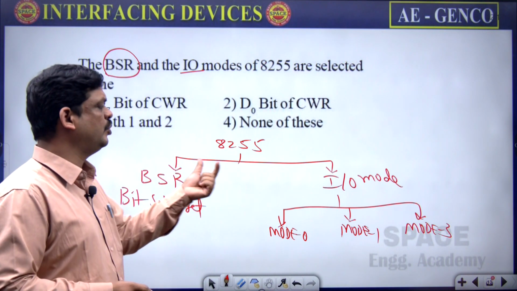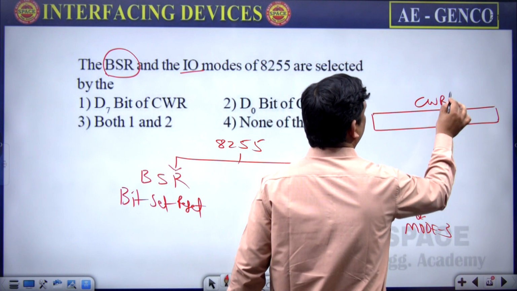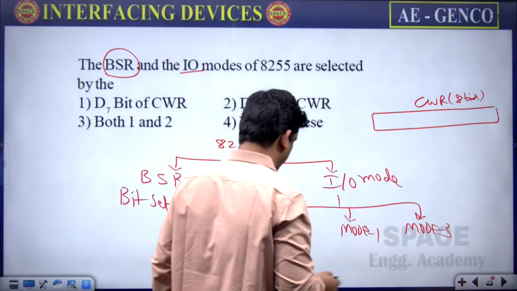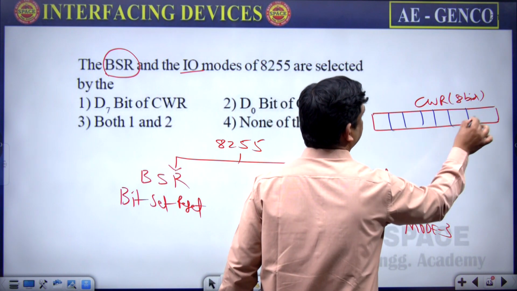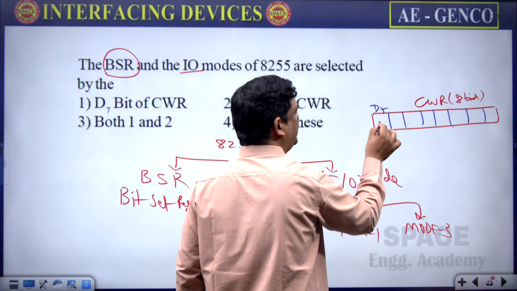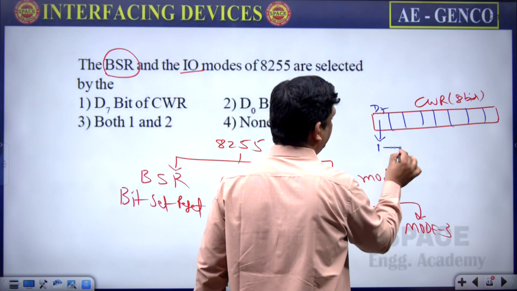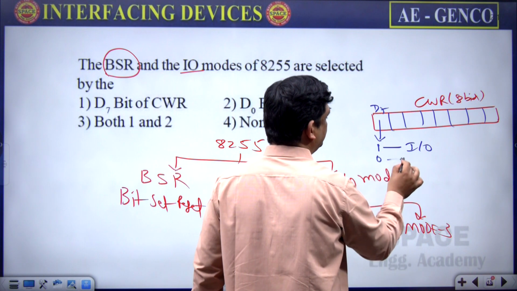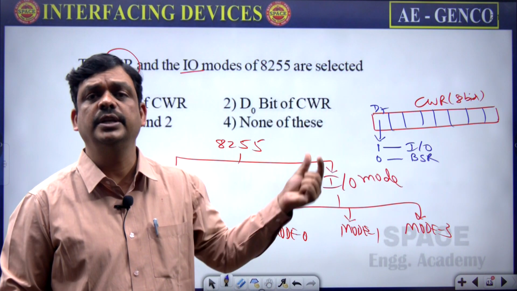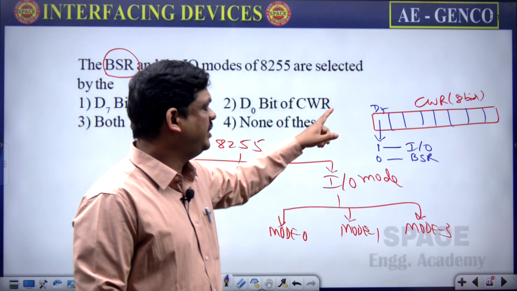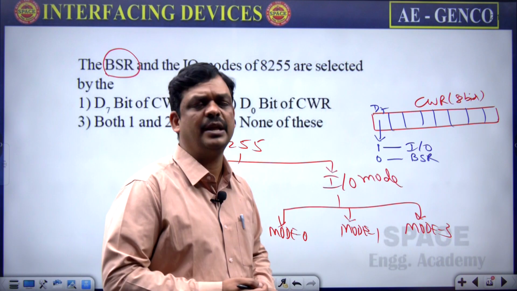To select the BSR mode or IO mode, we use the control word register. The control word register is an 8-bit register which is used to control the internal operation. These 8 bits are divided like this. The D7 bit is used to select the mode. If it is 1, then it operates in IO mode, and if it is 0, then it operates in BSR mode, bit set reset mode. So this MSB of the control word register selects the type of mode. If the MSB is 1, the 8255 operates in IO mode, and if the MSB is 0, the 8255 operates in BSR mode.